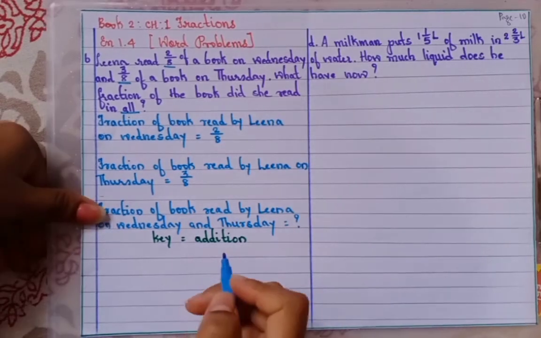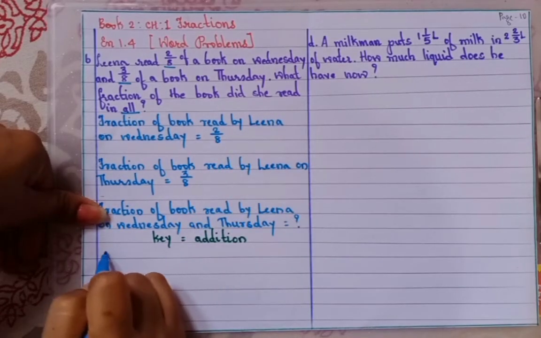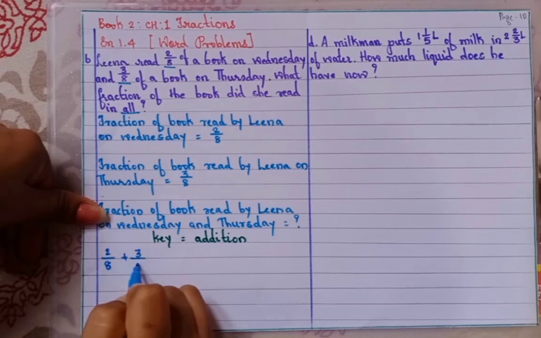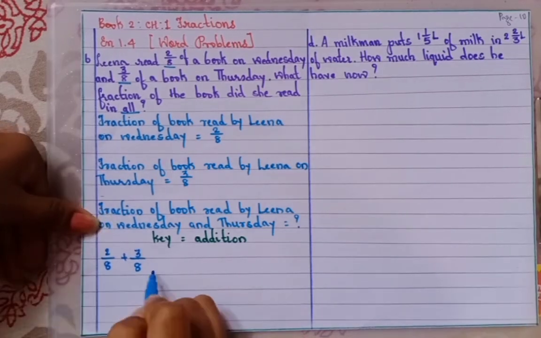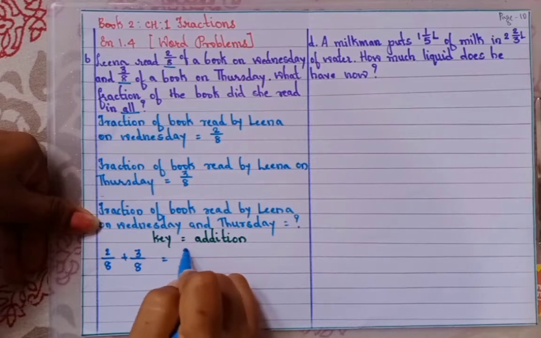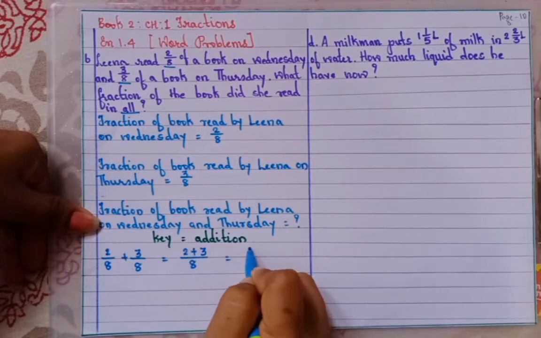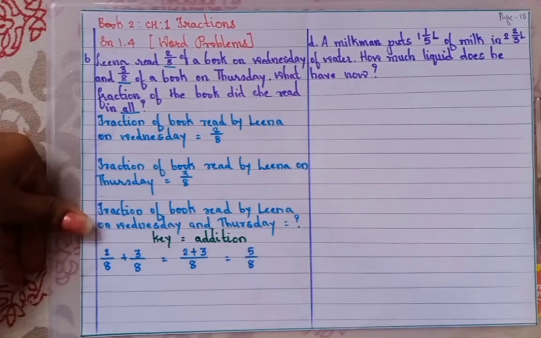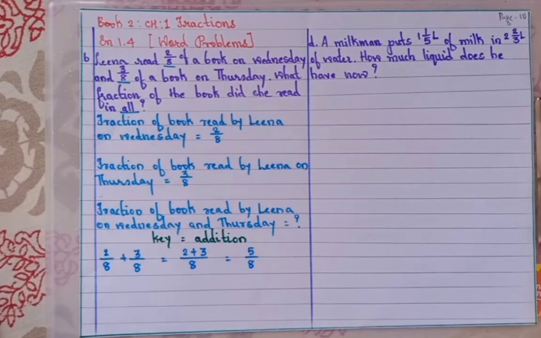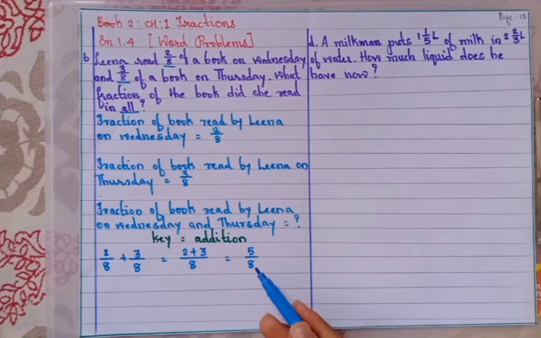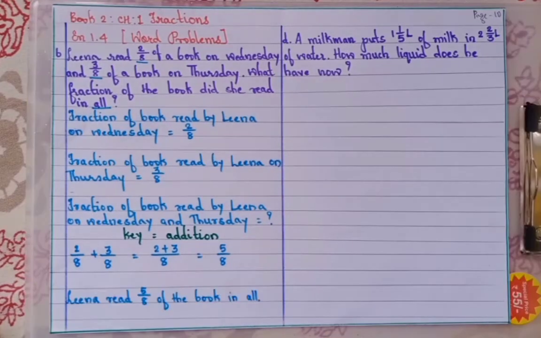So let's solve further. Let's add the given fractions, that is 2 by 8 plus 3 by 8. It is not much complicated because they are like fractions. Therefore 2 plus 3 by 8 equals 5 by 8. So what fraction of the book had she read on both days? She has read 5/8 of the book on both days. So let's write the final statement. So this is our last statement, the final statement.